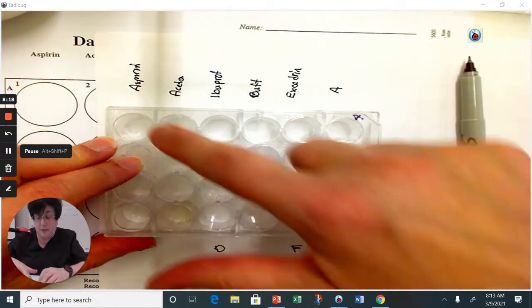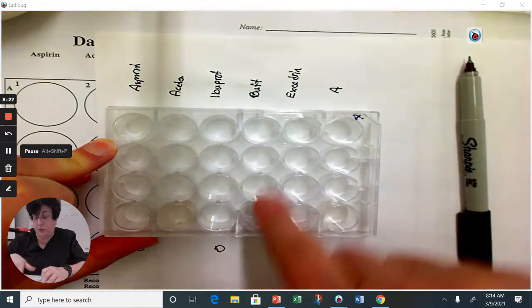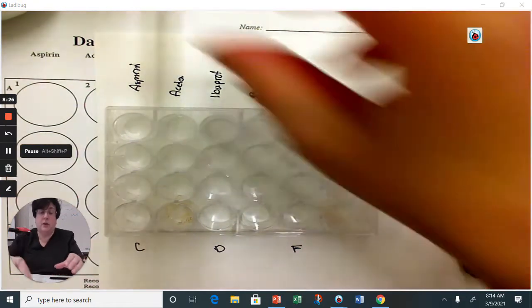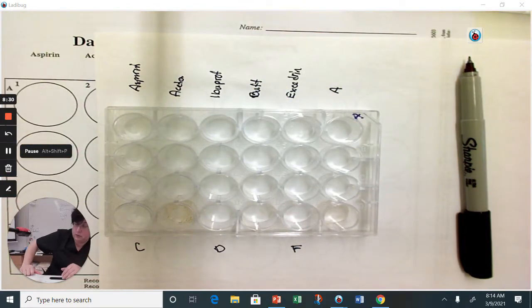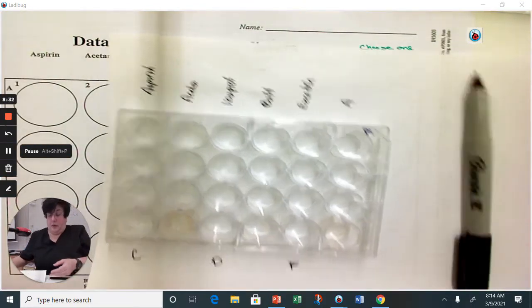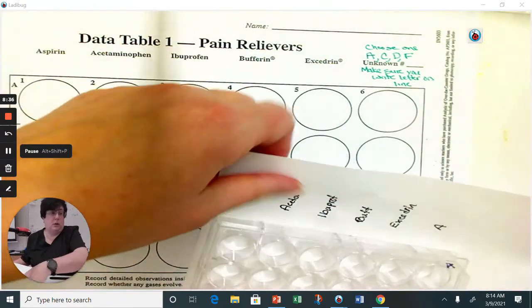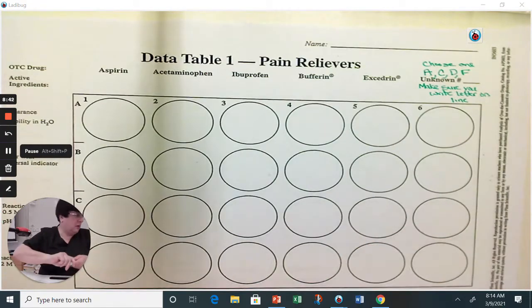All right, I'm going to put aspirin here, acetaminophen, ibuprofen, bufferin, excedrin, unknown A, and then below it I'll have another table where I'll put unknown C, D, and F. Okay, now I'm a little constrained with space here, guys, so I'm going to be moving things around a lot. It's just if I move my computer, then I don't have it linked, and it's a mess. Right, so let me get my recording pen.